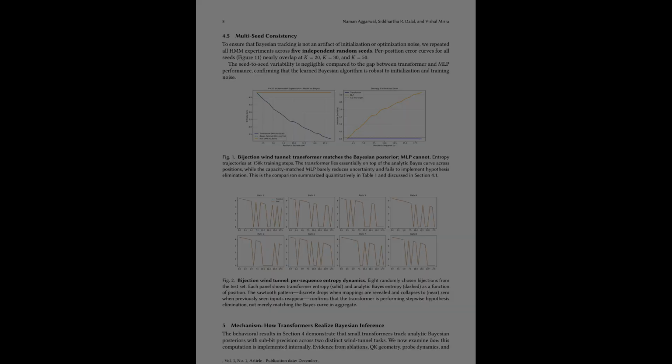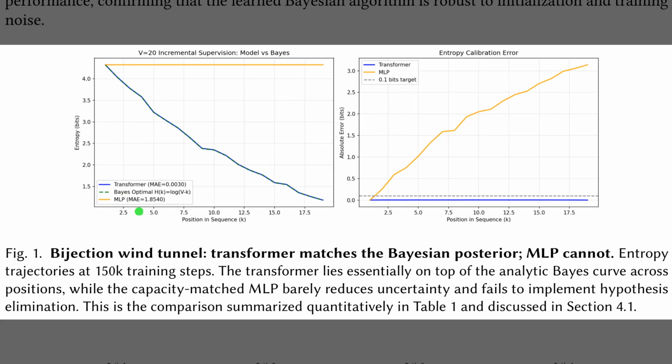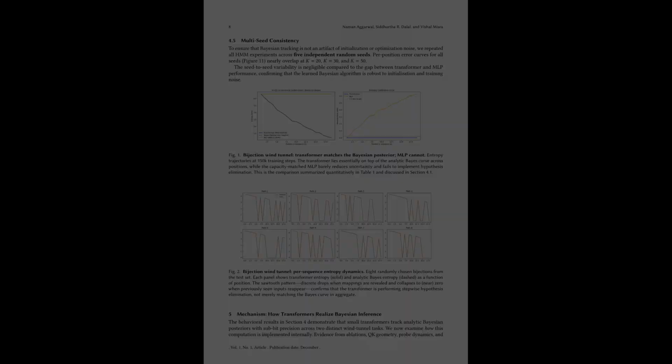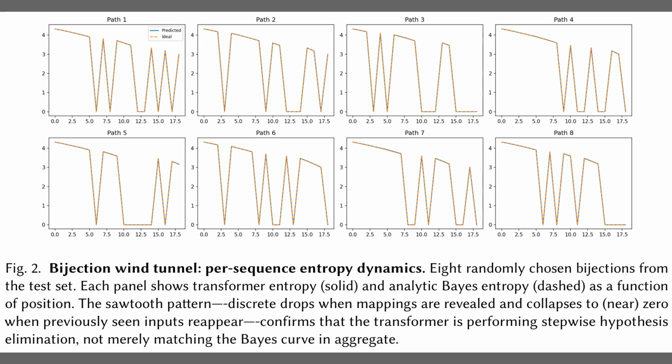part. The previous discussion set up the bijection wind tunnel, and Figure 1 shows the core behavioral result. The left panel plots predictive entropy versus position in the sequence, and the transformer curve sits almost exactly on the analytic baseline, while the capacity-matched multi-layer perceptron stays high and barely shrinks uncertainty. The right panel makes the gap stark, because transformer calibration error stays near 0, while the multi-layer perceptron error climbs past 3 bits.